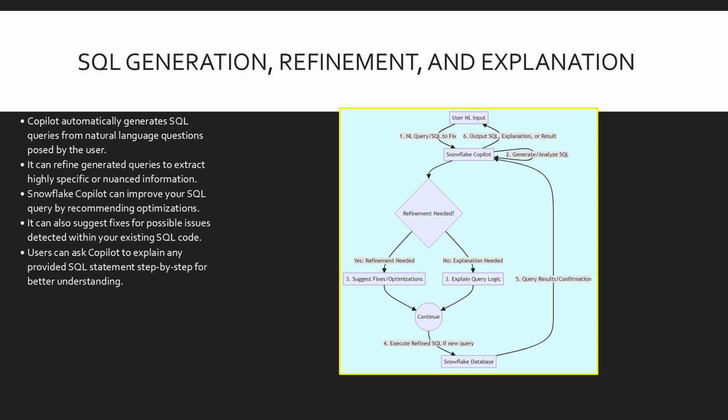This sequence diagram illustrates the key cycle of SQL generation, analysis, and refinement performed by Snowflake Copilot. The interaction initiates with the user's input, which can either be a natural language query or an existing SQL statement requiring expert optimization or detailed explanation.